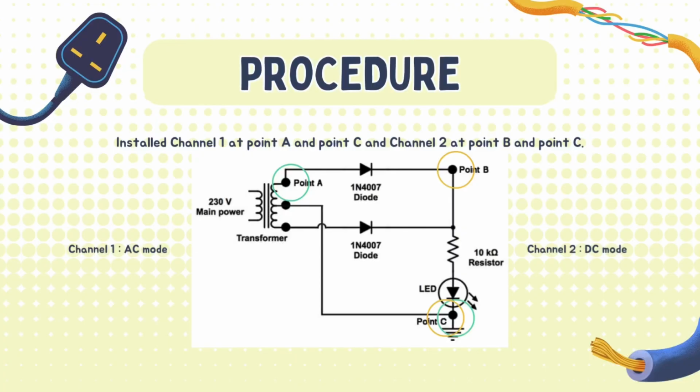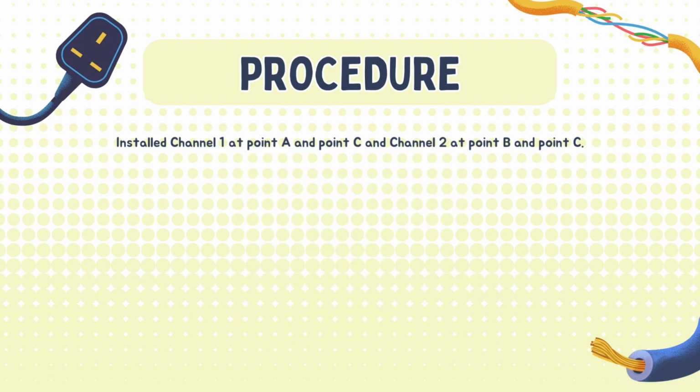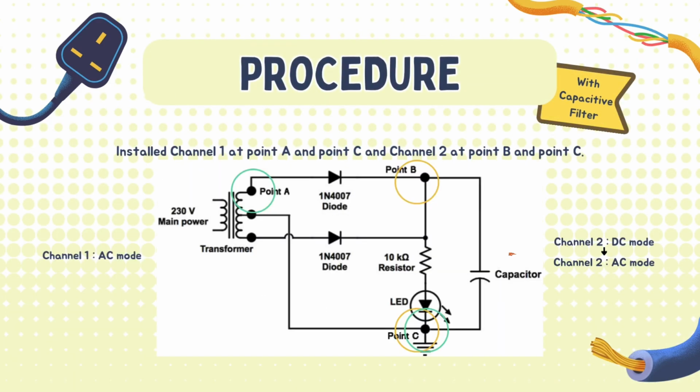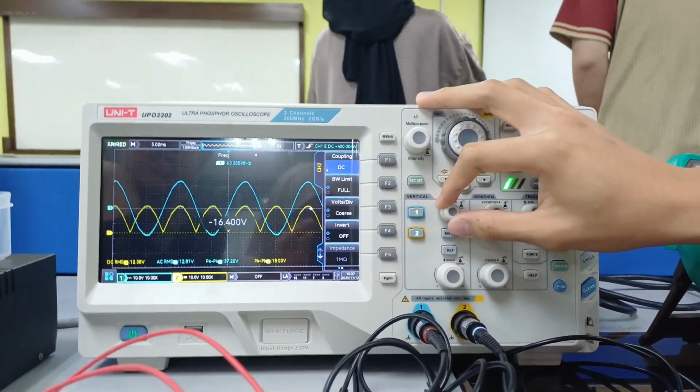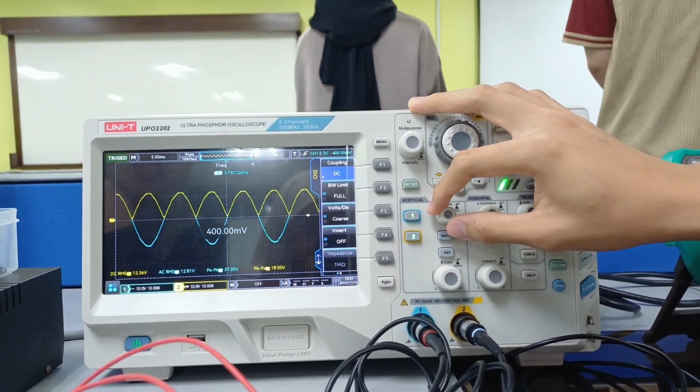After that, we move on to the full-wave rectifier with capacitive filter. From the same circuit, add a 22 microfarad capacitor as shown here. Channel 2 was set as DC mode and VRMS was obtained from this channel. Channel 2 was then changed to AC mode. The Y scale was adjusted until the ripple graph covered half of the oscilloscope display and VPP was measured.